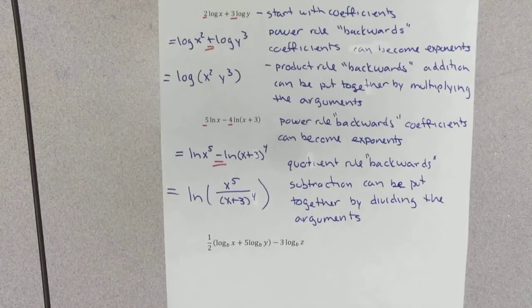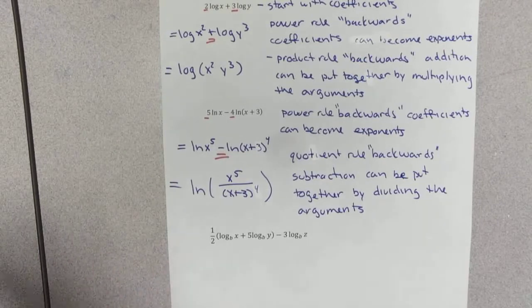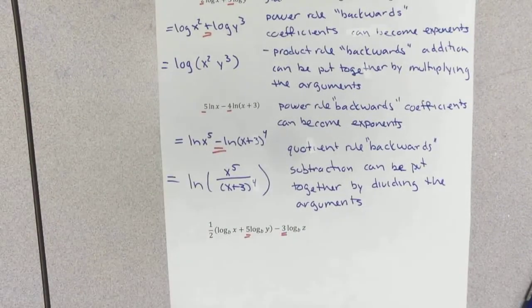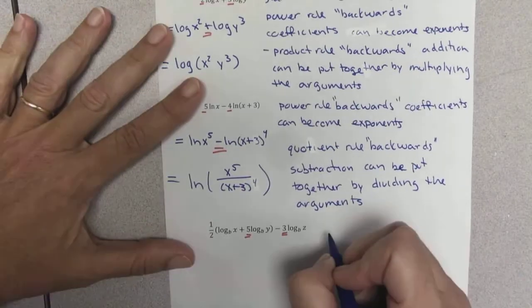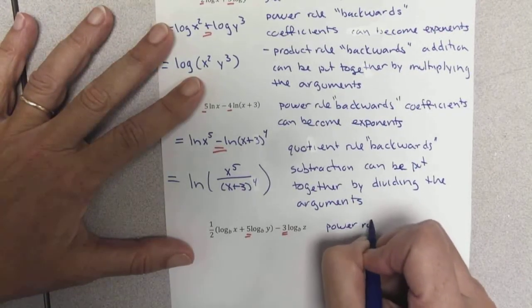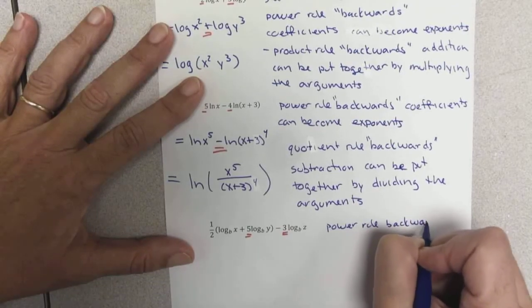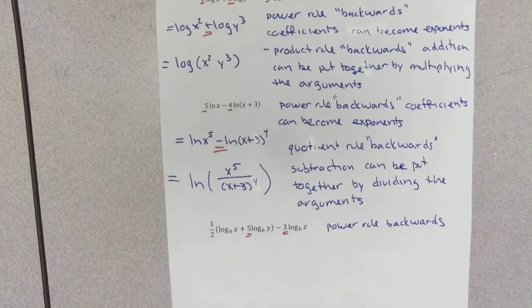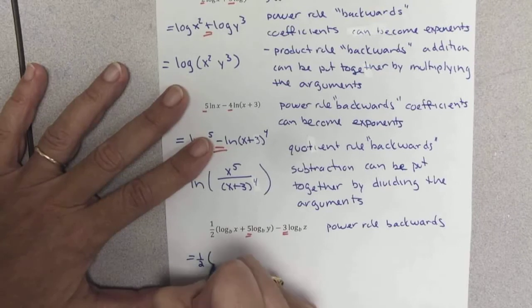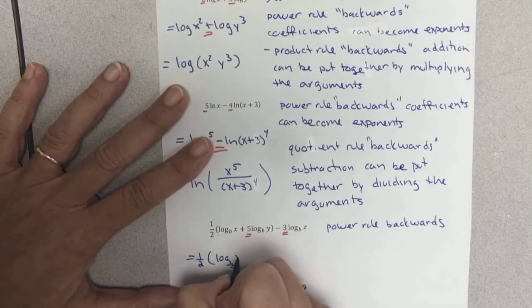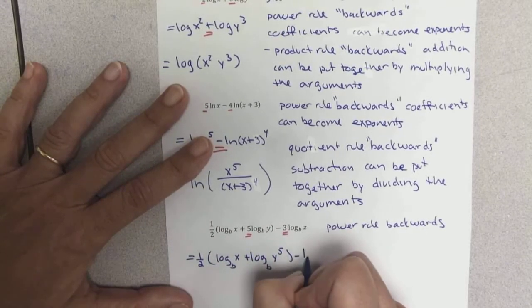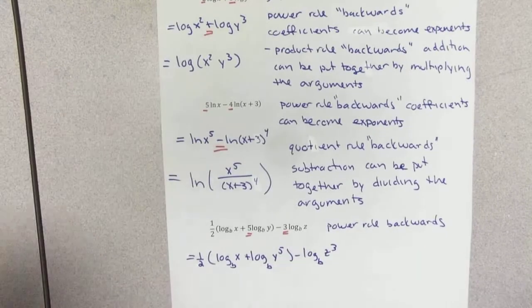Again, you have a couple of ways to get through this, but I'm going to start with the 3 and the 5 there. So we'll do the power rule backwards. I've already written out twice what that means. The power rule backwards, coefficients can become exponents. So we'll say 1/2 log base b of x plus log base b of y to the 5th minus log base b of z cubed.